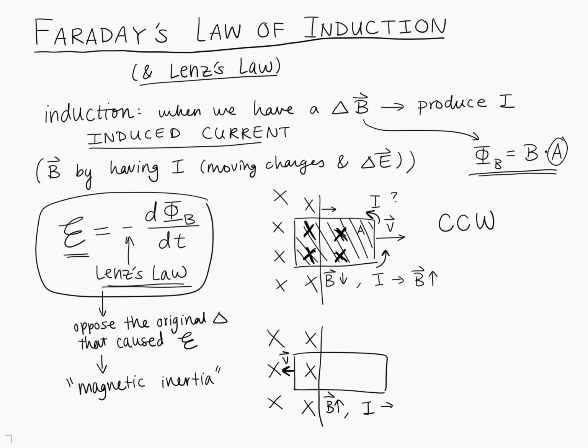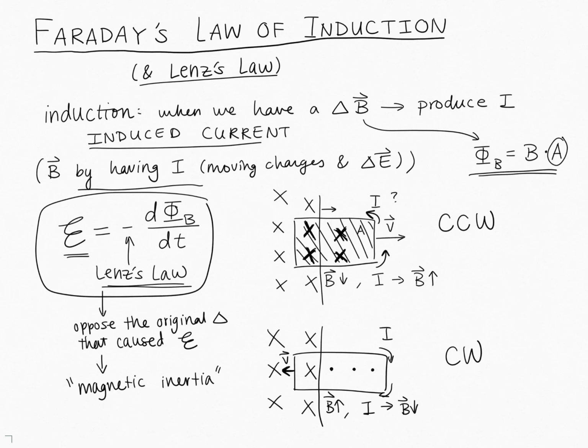So we want a current that will decrease the number of field lines, which is to say we want to create a current that creates field lines in the opposite direction, namely out of the page. So in order to do so, once again, we use the right-hand rule, and we find that we want our current to be moving clockwise.